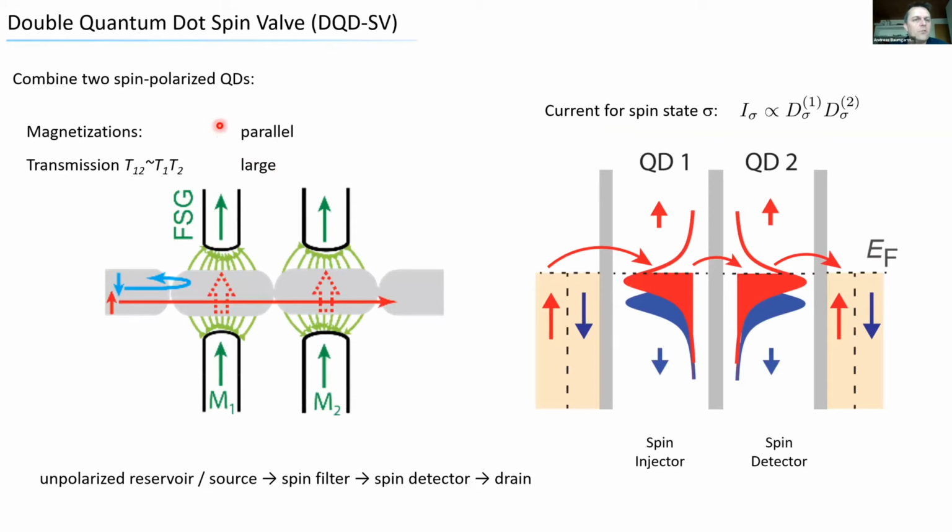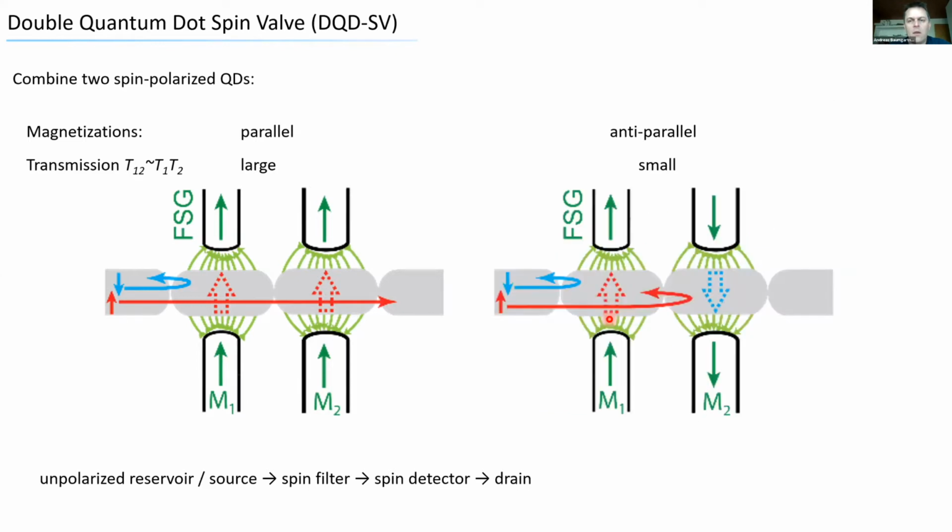So we combine two spin polarized quantum dots, one here and one here. And then you see when, let's say, they're polarized in the same direction, then the spin up, for example, has a large transmission and the spin down has a small transmission. You can also look at the energy diagram to get the same thing. And if the magnetizations are anti-parallel, then we can get a low transmission because the two spins are both scattered back somewhere.